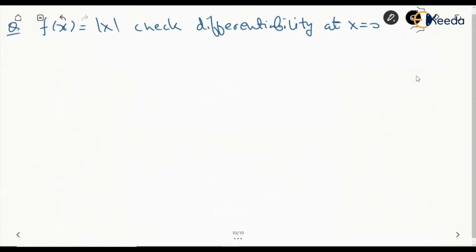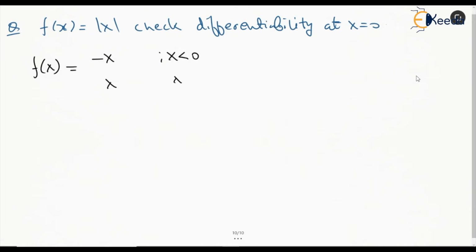So this function, which is mod x, can be given as minus x for x is less than 0 and x for x is greater than or equal to 0. Right? For less than 0 I am considering minus x. Now of course this is a continuous function. If you want we can check it also, but we are concerned with the differentiability or derivative of this function.